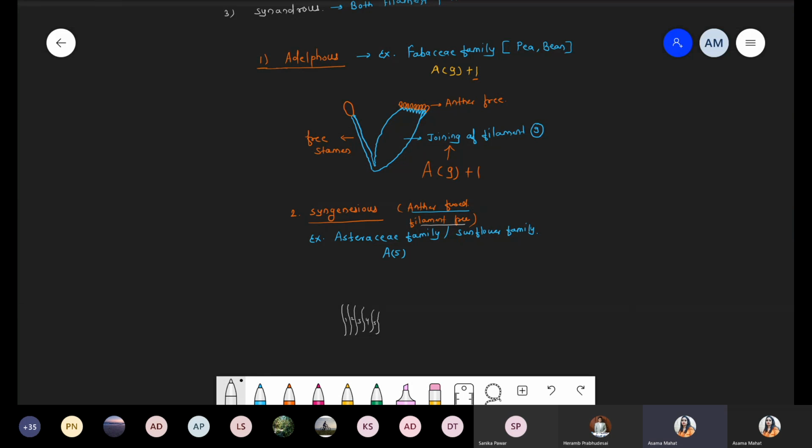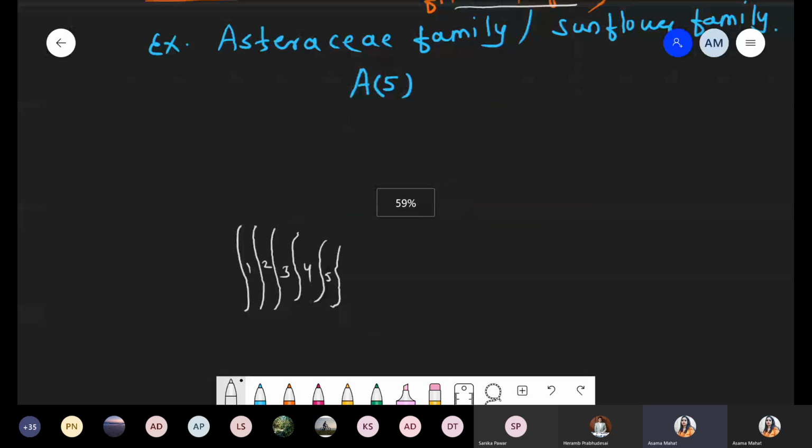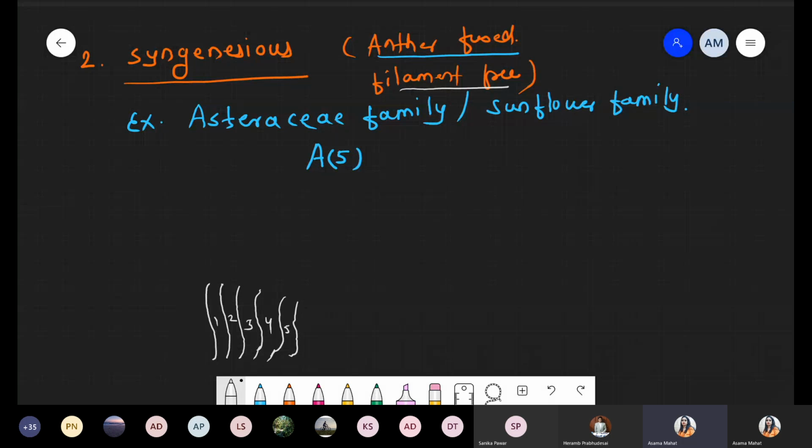So if you compare these two diagrams, that was 9 inside the bracket, and now we are representing 5 inside the bracket. But in this condition, we clearly talk about the filament, these are free. So remember this condition. If the situation is like this, it represents the filament. But now if we draw a line and separate the filaments, it means free filament. But now the anther should show the fusion. We have to represent that situation. Fusion means you have to represent in close vicinity.